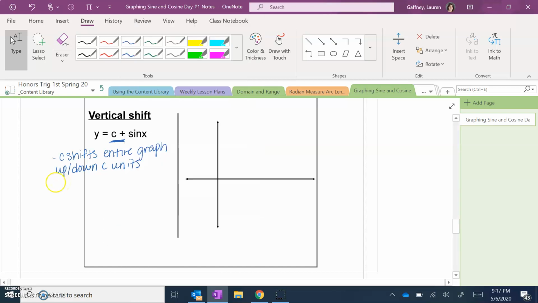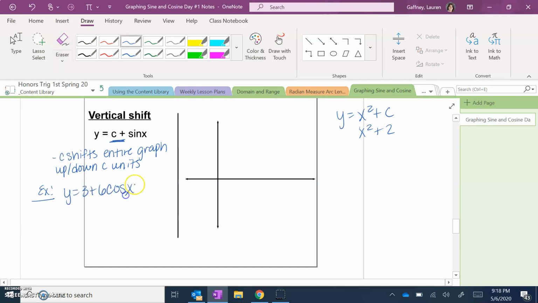And like total side note, think about from number 2, like y equals x plus c. So if I had x plus 2, now they just have it added in the front. It doesn't matter. Move your graph. So it's going to do the same thing here. So let's look at an example that has an amplitude and a vertical shift. So let's do y equals 3 plus 6 cosine x.